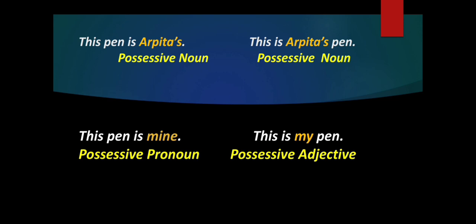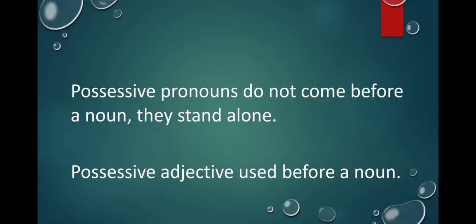Why is my a possessive adjective? It is because my is actually describing the word pen. We know that an adjective describes or qualifies nouns and pronouns. So here my is describing the word pen. It is telling us whose pen it is. It is my pen. So my is a possessive adjective. And this is the difference between the two sentences. In the first one, mine is a possessive pronoun, and in the second, my is a possessive adjective.